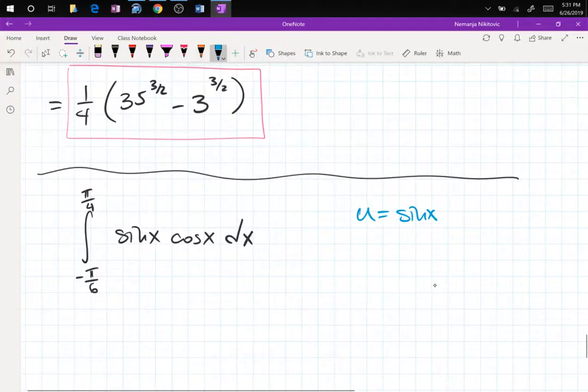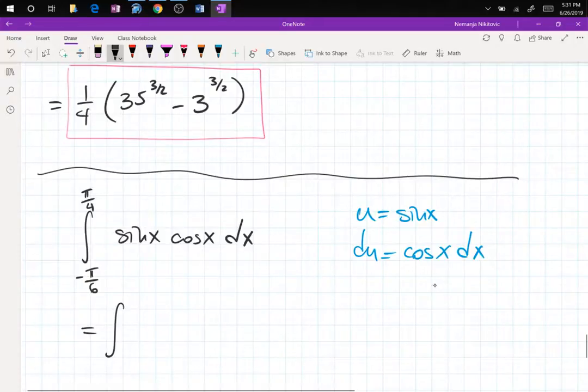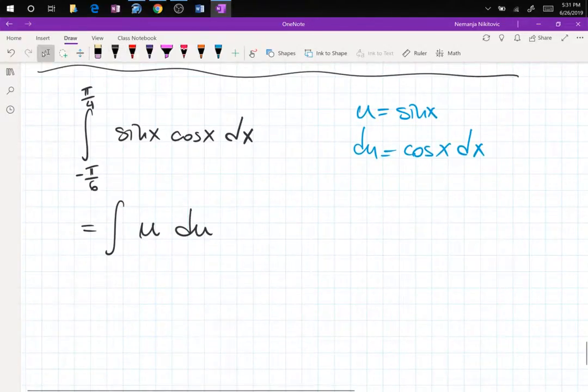When I taught this yesterday, I said look for function-derivative pairs, because that will give us the clue what is the function and what is going to be the derivative. So now du is cosine x dx. And our integral now becomes, sine x is going to be u, and cosine x dx is du. So all I need to work on here are the limits.